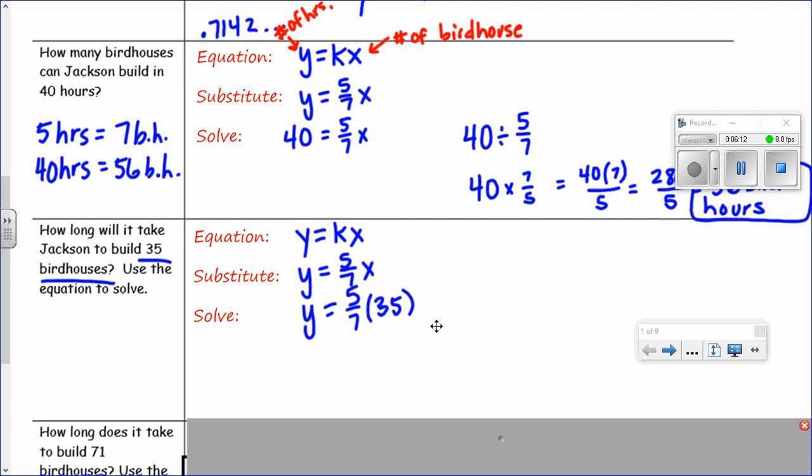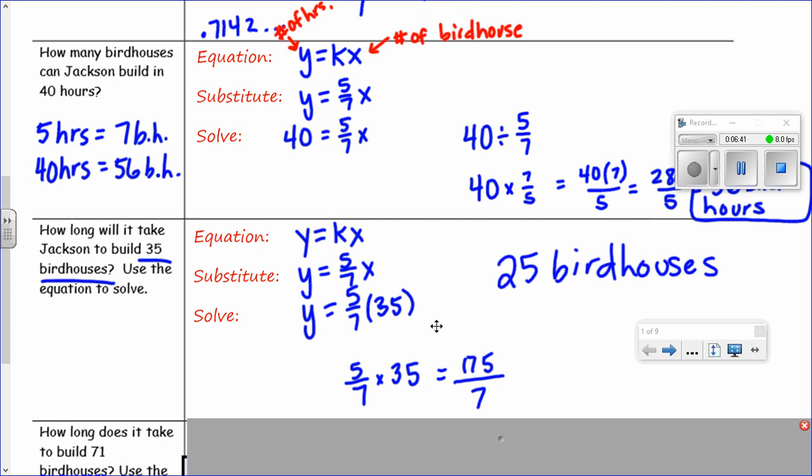Okay, now, look, we don't have to do the flip and multiply. It's already multiplied. So 5/7 times 35. Now we can do 35 times 5 and then divide that by 7. So 175 divided by 7. Okay, and did you get that we can make 25 birdhouses?